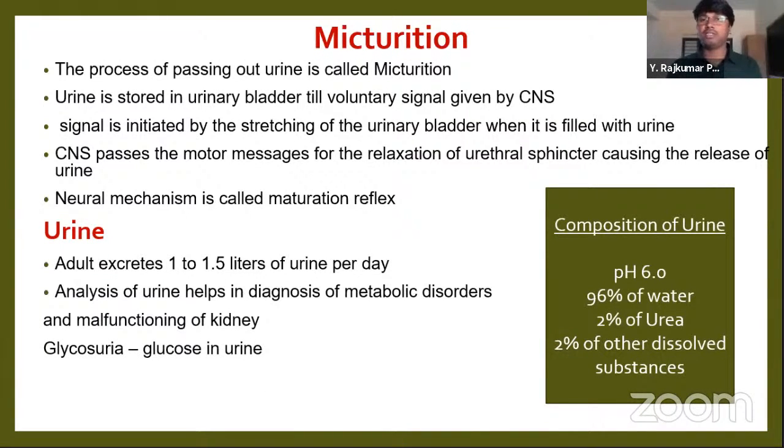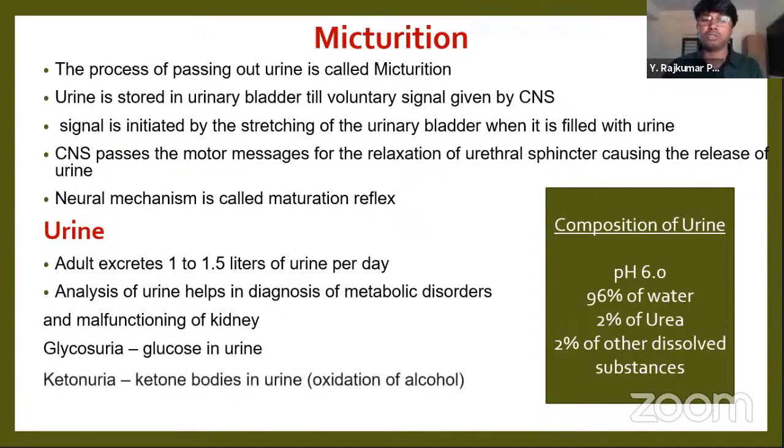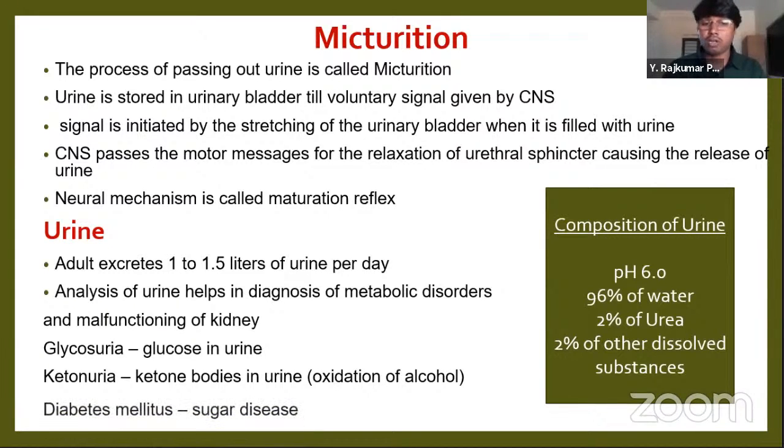Glucosuria, these are some of the malfunctions. Glucosuria means excessive glucose is present in the urine. Ketonuria is when the ketone bodies are more. Okay, the ketone bodies are produced by oxidation of alcohol. Diabetes mellitus is a sugar disease. It is caused by less secretion of insulin, isn't it?